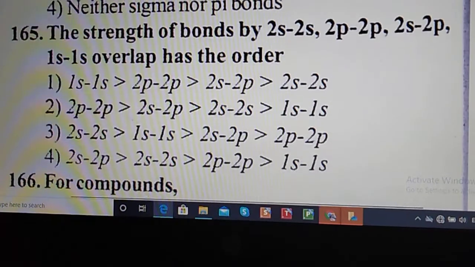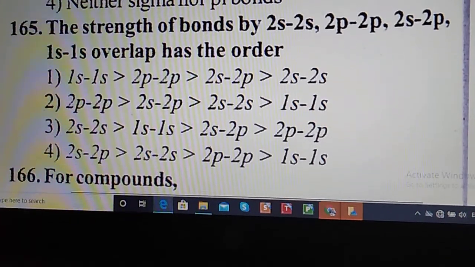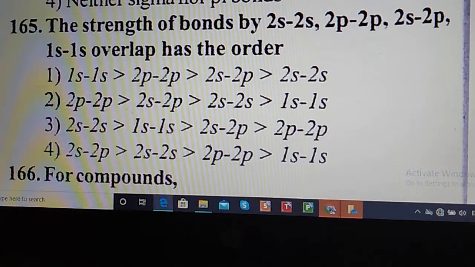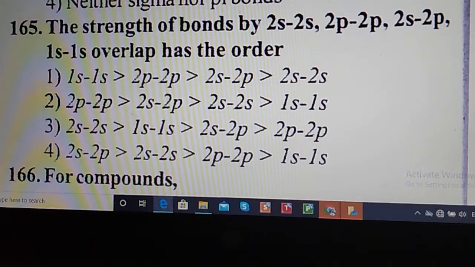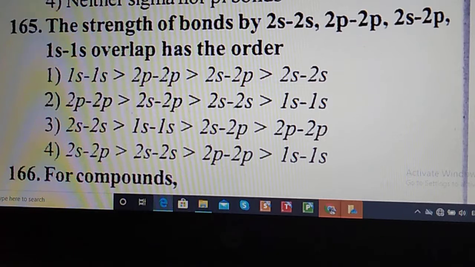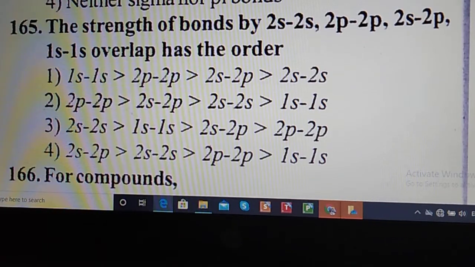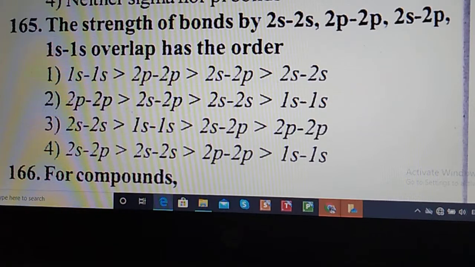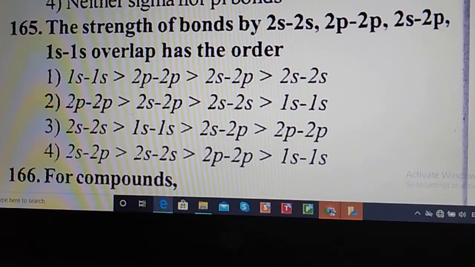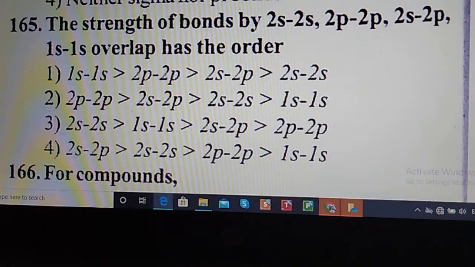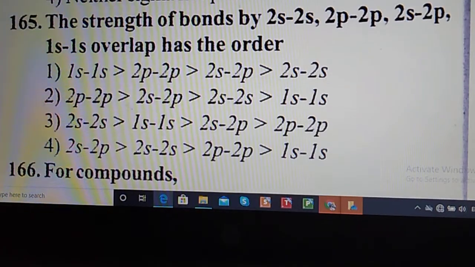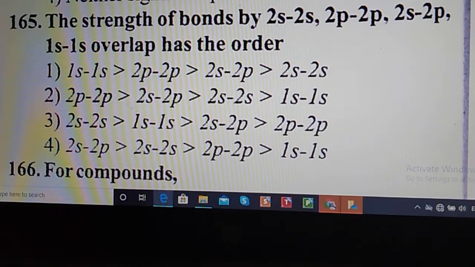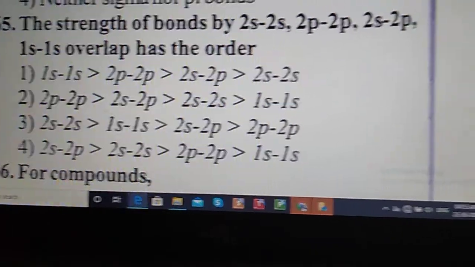Now let us move to question number 165, student. That is also quite easy. The strength of bond by 2s-2s, 2p-2p, 2s-2p and 1s overlap has the order. Dear student, I told you that the s orbital has no direction, spherical nature. No direction means weak overlapping, weak bond. So which one will be the correct option? If you check, pp will be there, then sp, then ss, then 1s. So here I am writing 165.